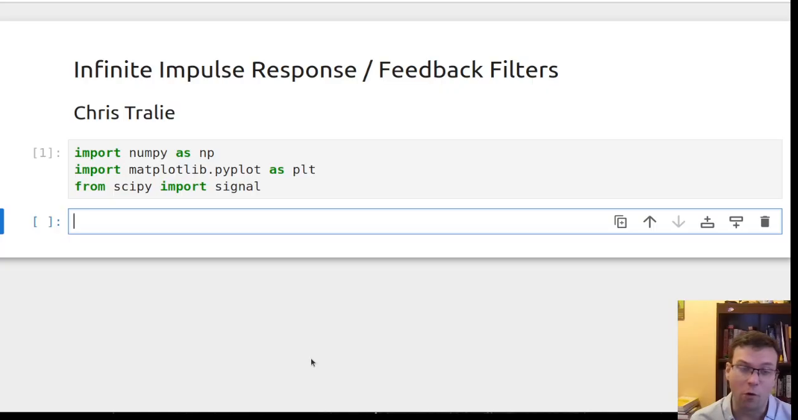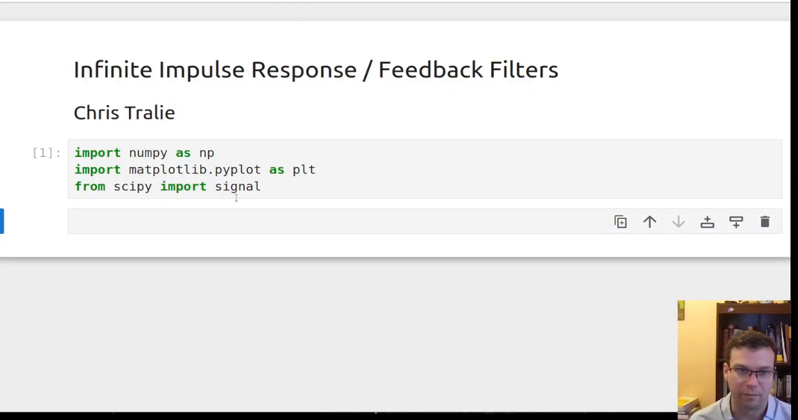Now I want to show you a totally different class of filters that we could never analyze with the discrete Fourier transform. We have to analyze them with the Z-transform. And these are the so-called infinite impulse response or feedback filters. So to motivate this, let me show you a simple example to begin with.